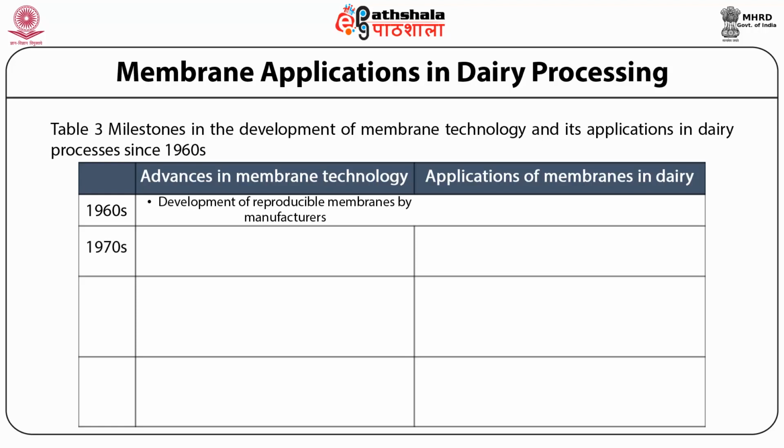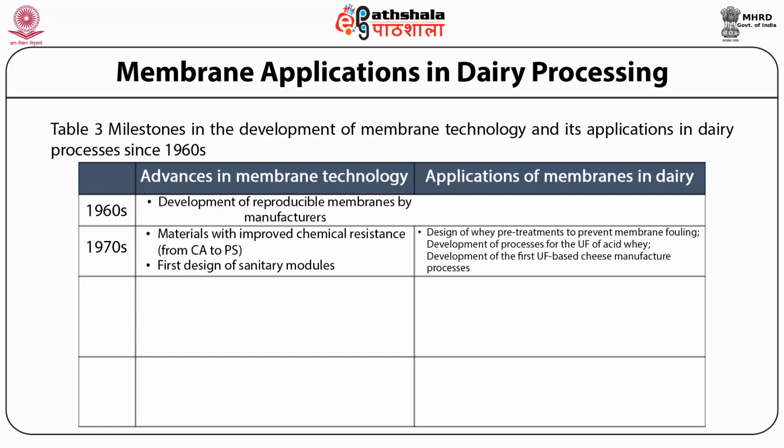Coming to the 1970s, materials with improved chemical resistance were desired. Earlier they had only materials like cellulose acetate, which is the first generation membrane material, and we know the limitations of this first generation membrane material. So they shifted to polysulfone. The first design of sanitary modules was carried out during this period of 1960 to 1970, along with the application design of whey pre-treatment to prevent membrane fouling. Another development was the process for the UF of acid whey.